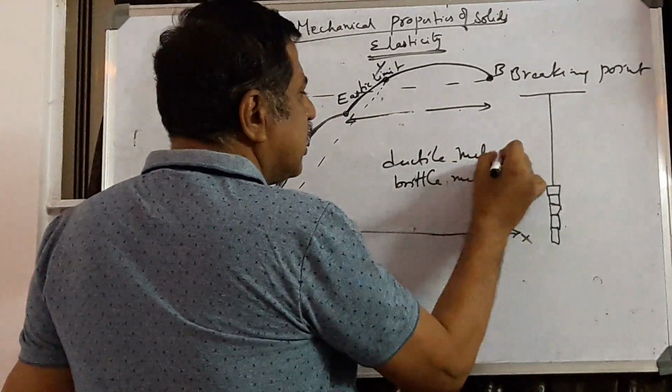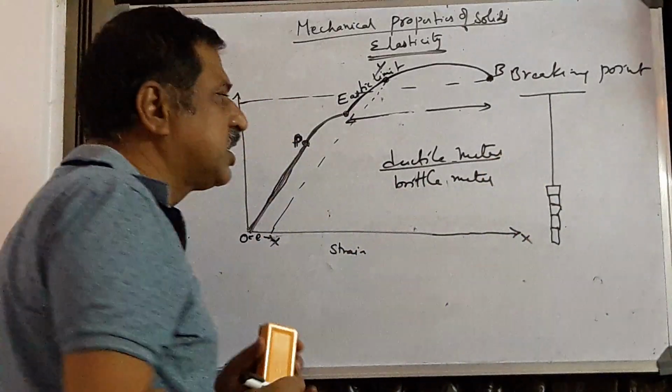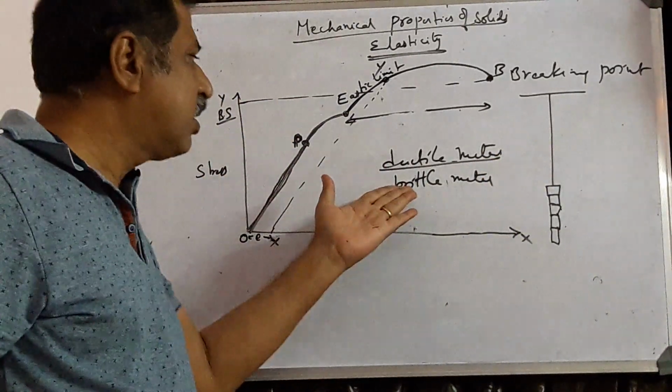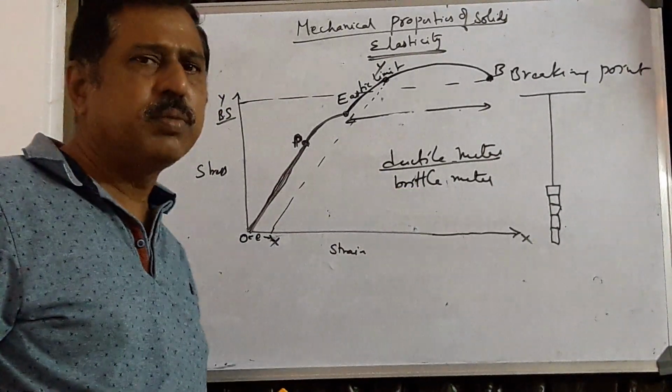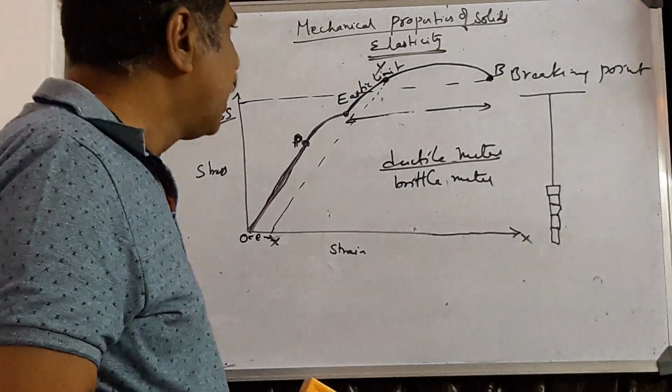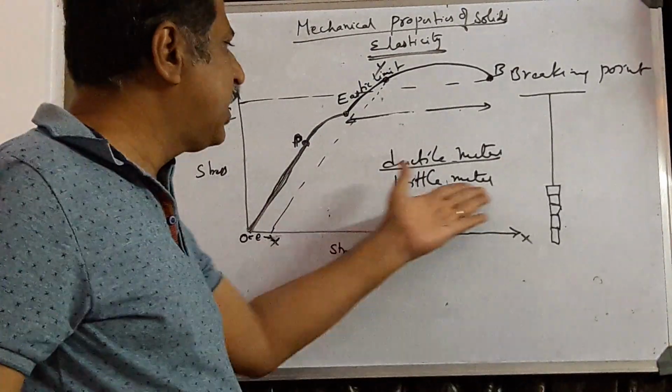Ductile metals are used to make sheets and wires. In the case of brittle metals, it is not possible to make sheets and wires. Those materials are called brittle metals.